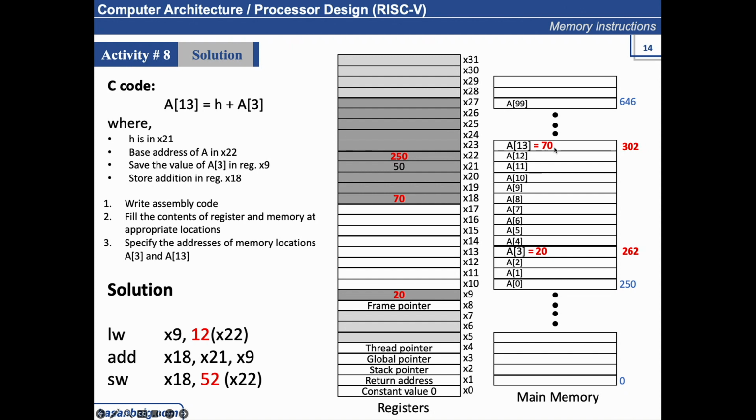Any questions? Yes. Could you clarify the 250 and the x22 register? I'm not sure how you do that. So what did I say? Base address of A in x22. The base address was not specified in this diagram, but it was shown in the memory here. So where is A starting from? A0 is starting from what memory address? 250, which corresponds to the base address of A. So this value must have been stored in this register.